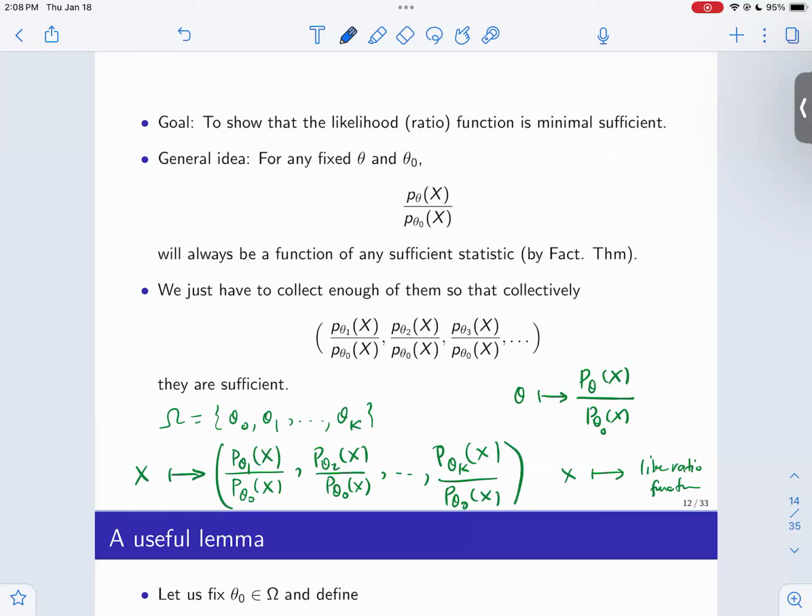But if, let's say, my parameter space is finite, I can just apply all the possible parameters, and hope that once I look at all these ratios, that would give me a sufficient statistic. And that is indeed the case if we are in this dominated, common support family.